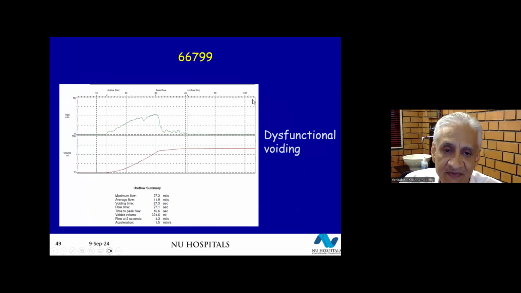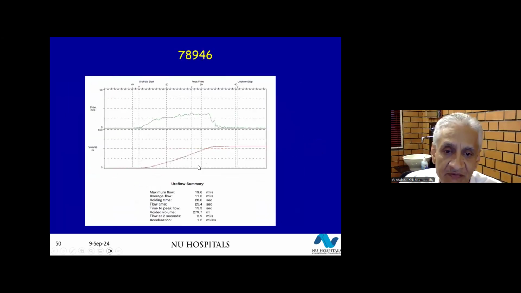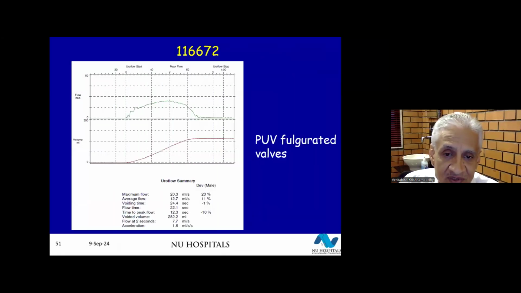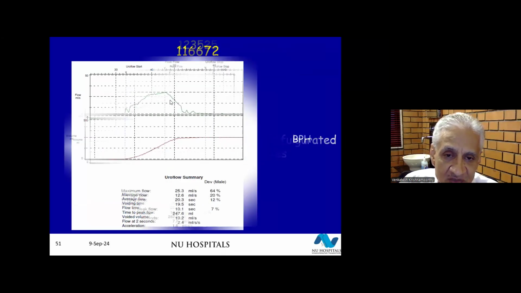Again, it's the same. This child came with dysfunctional voiding, so it takes a long time for that sphincter to open. And then after that, there is a drop. There are various conditions which contribute to a graph like this. So pay attention to this time to peak flow. This bladder has been taking time to recover. Even after fulguration of the valves, you find that the time to peak flow has moved right.